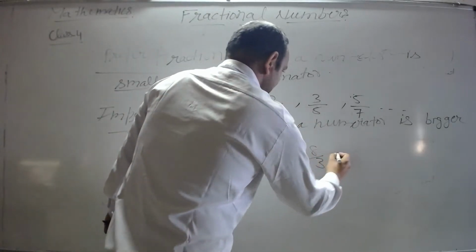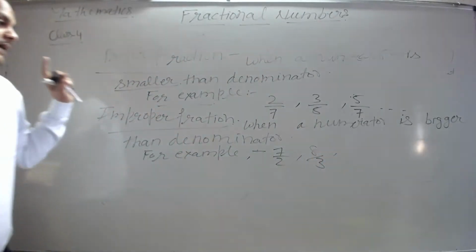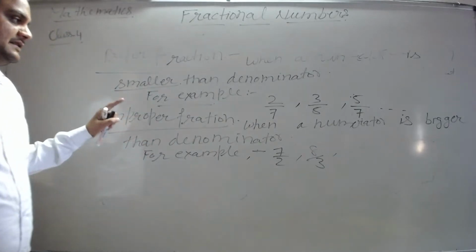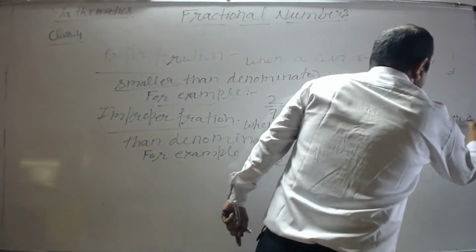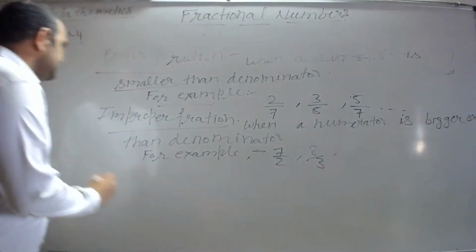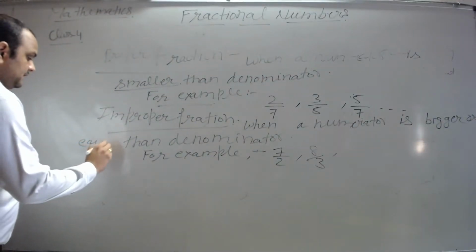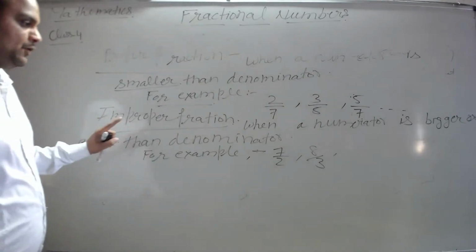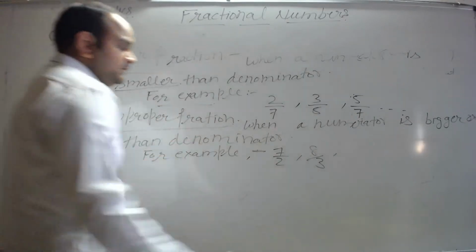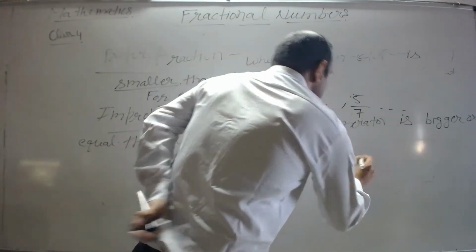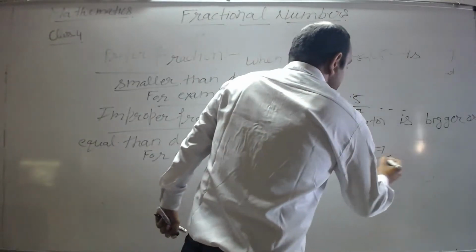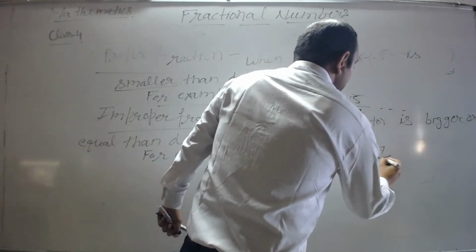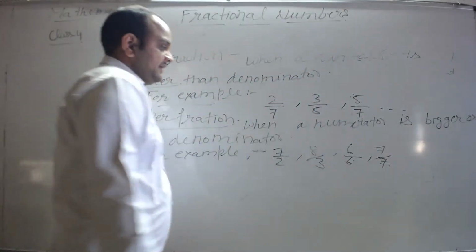Another case is when the numerator is bigger or equal. When the numerator is equal to the denominator, that is also an improper fraction. 7 by 2, 8 by 3, 6 by 6, this is also an improper fraction. 7 by 7, this is also an improper fraction.